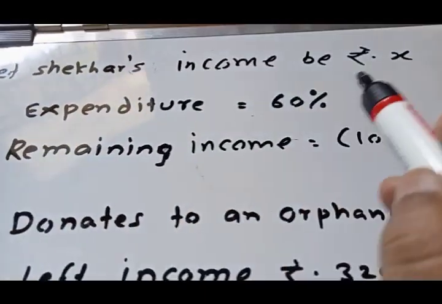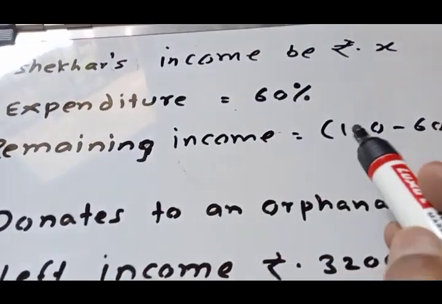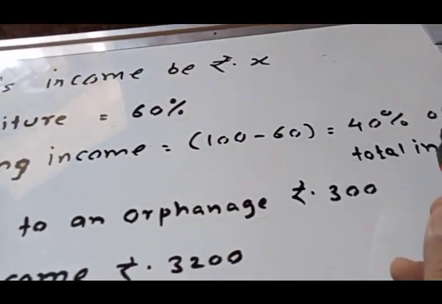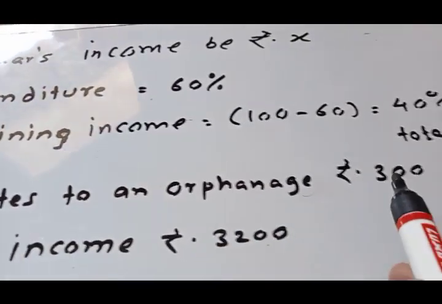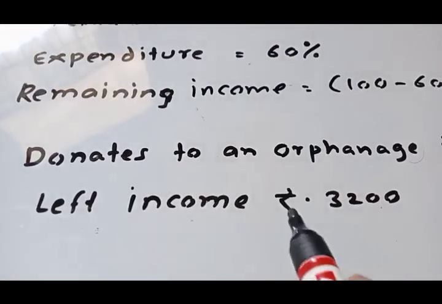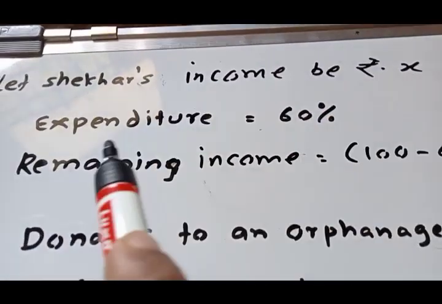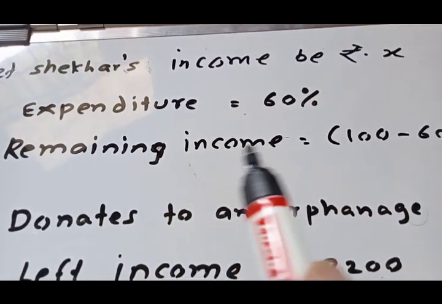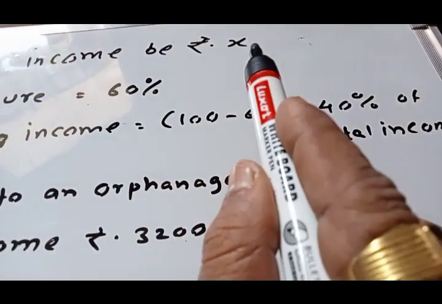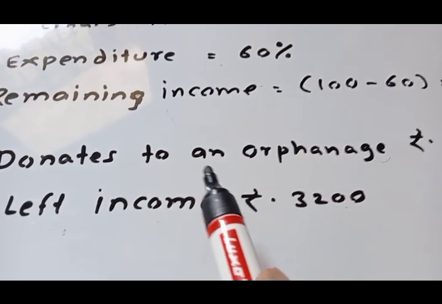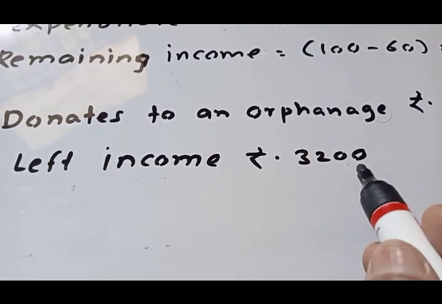Let Shekhar's income be rupees X. Expenditure is 60%. So remaining income is 100 minus 60, which is 40% of total income, that is, of X. Then he donates rupees 300 to an orphanage, and the income left is rupees 3,200.